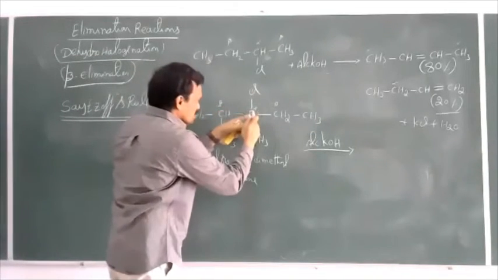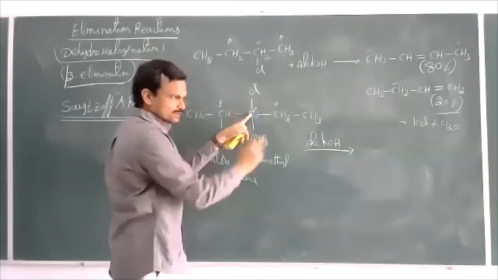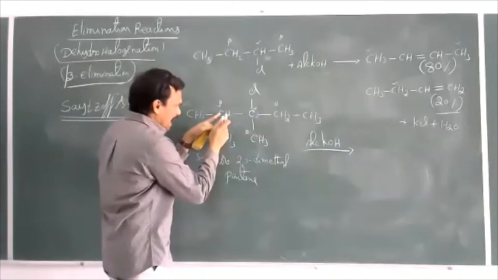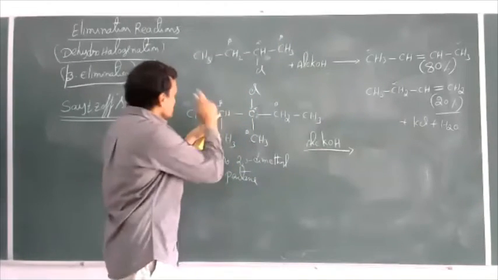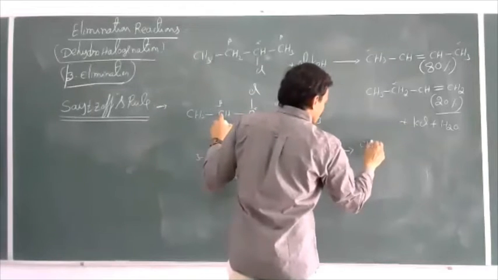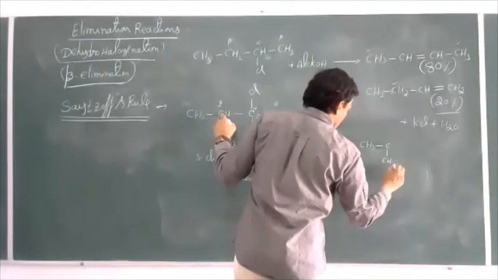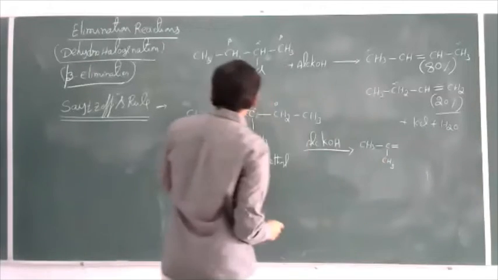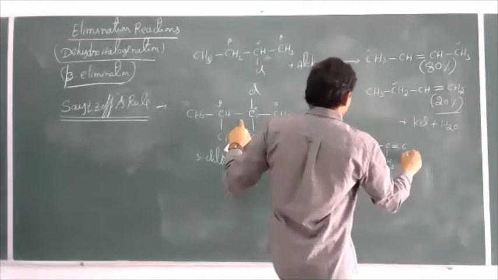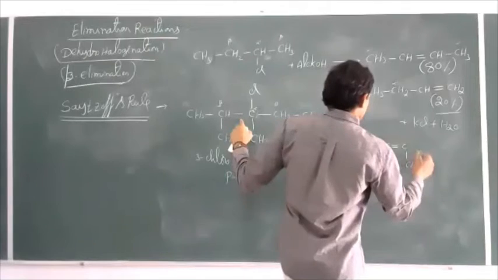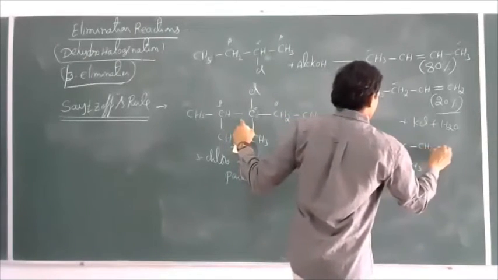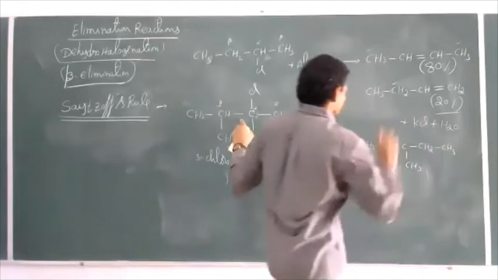If we eliminate halogen from this alpha carbon, that is fixed. Now I'm going to eliminate hydrogen from this beta carbon. Then the product formed is CH3, C, CH3, double bond, C, CH3, CH2, CH3. This is one product.